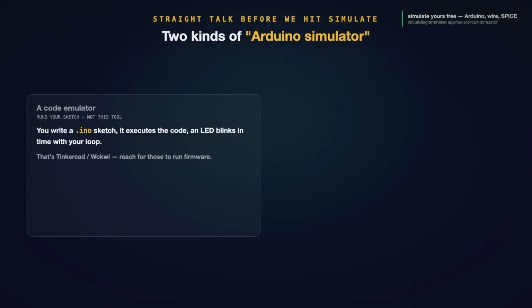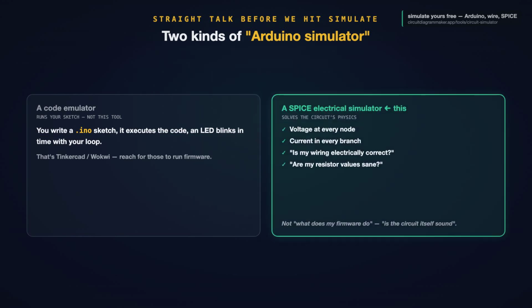Now, before I hit simulate, let me be completely straight about what this simulator does, because Arduino simulator can mean two different things, and I do not want you disappointed. One kind runs your code. You write a sketch, it executes it, an LED blinks in time with your loop. That is what Tinkercad and Wokwi do, and they're great at it. This is the other kind. It is a SPICE-style electrical simulator. It solves the physics of the circuit, the voltages at every node, the current in every branch for a given state.